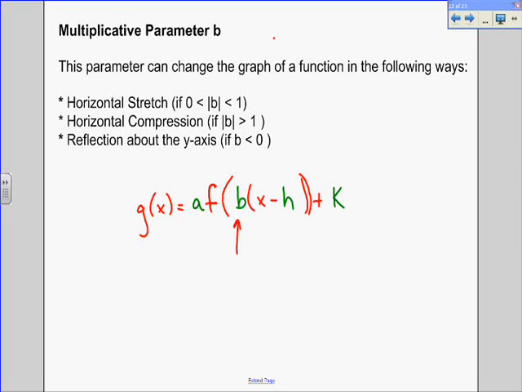Okay, so a was located outside of our function. B is going to be multiplying inside the function beside the value of x. So what will we have happen?